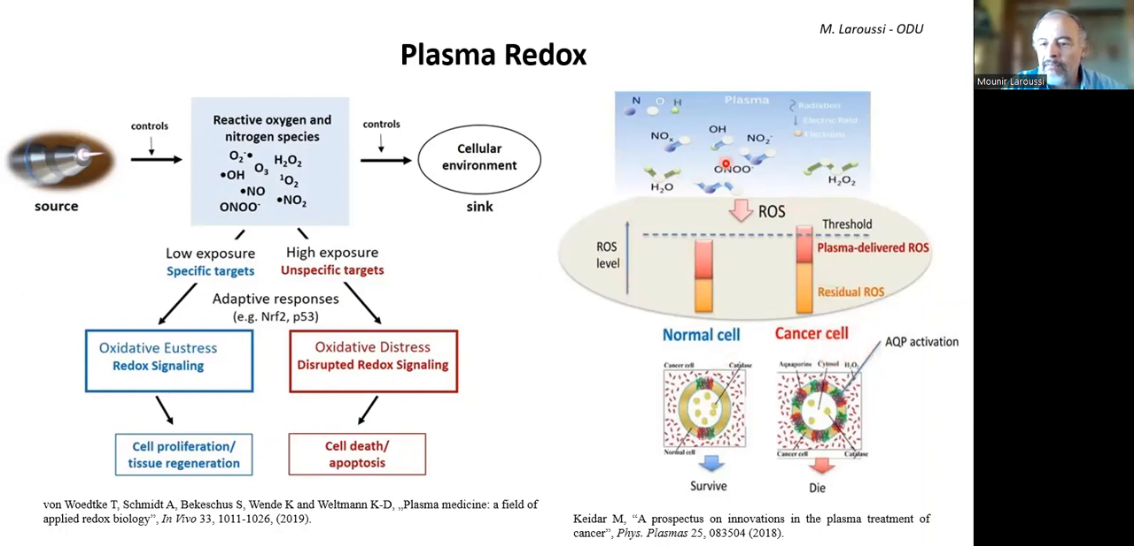So this is just to illustrate that our cells learned how to deal with oxidative stress to a certain level. However, if you overwhelm the cells with, for example, reactive oxygen species, that can go beyond a certain threshold that the cells cannot tolerate anymore. And that happens a lot more for cancer cells because they are a lot more active, they multiply a lot more, consume a lot more resources. So they are in higher oxidative stress than normal cells.